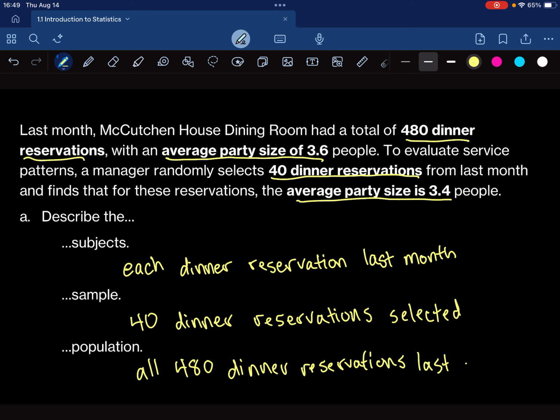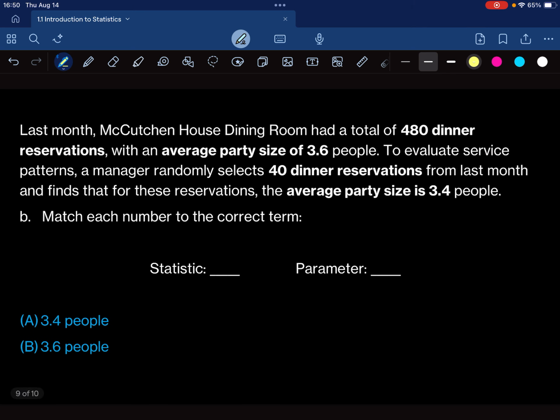So notice I'm trying to build this up so that you recognize that the subjects are each, the sample is whoever we're collecting the data about, and the population is all. So one more time, we're going to have one more follow-up part to this. So again, we're just looking at matching these things up. Take a moment and pause the video if you want to try this on your own. So we want to match each number to the correct term. We have a statistic and a parameter, and we just want to know which one is which.